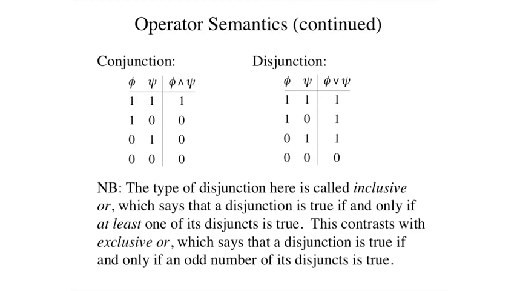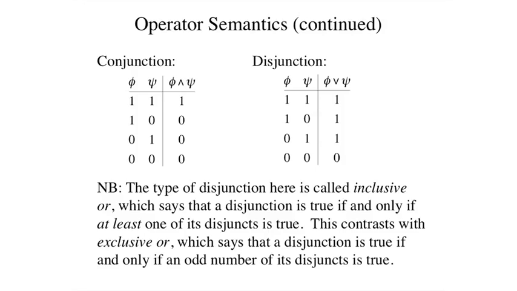The truth value of a conjunction is true under a truth assignment if and only if the truth values of its conjuncts are both true. Otherwise, the truth value is false. The truth value of a disjunction is true if and only if the truth value of at least one of its disjuncts is true. Otherwise, the truth value is false.